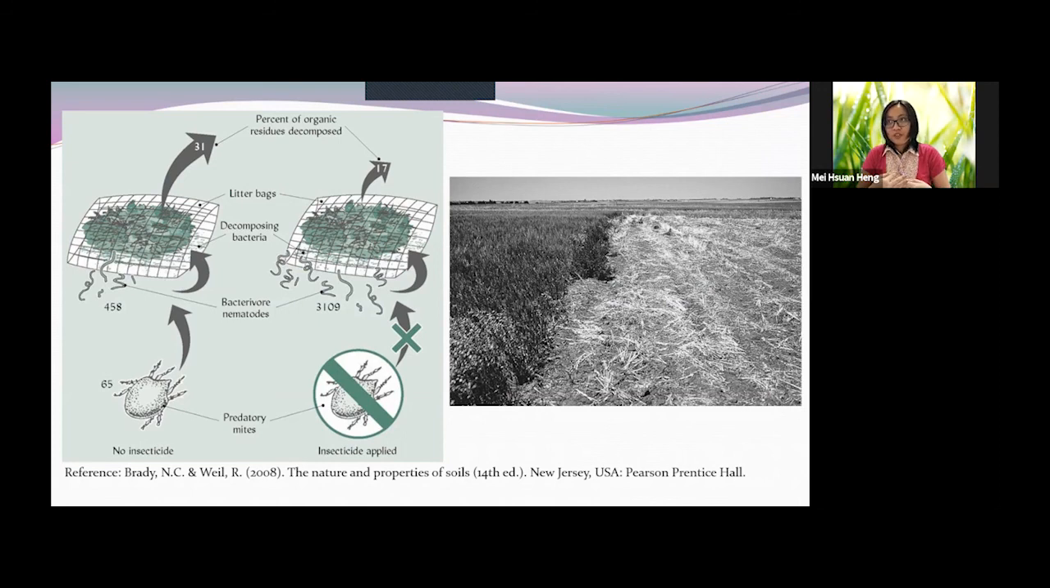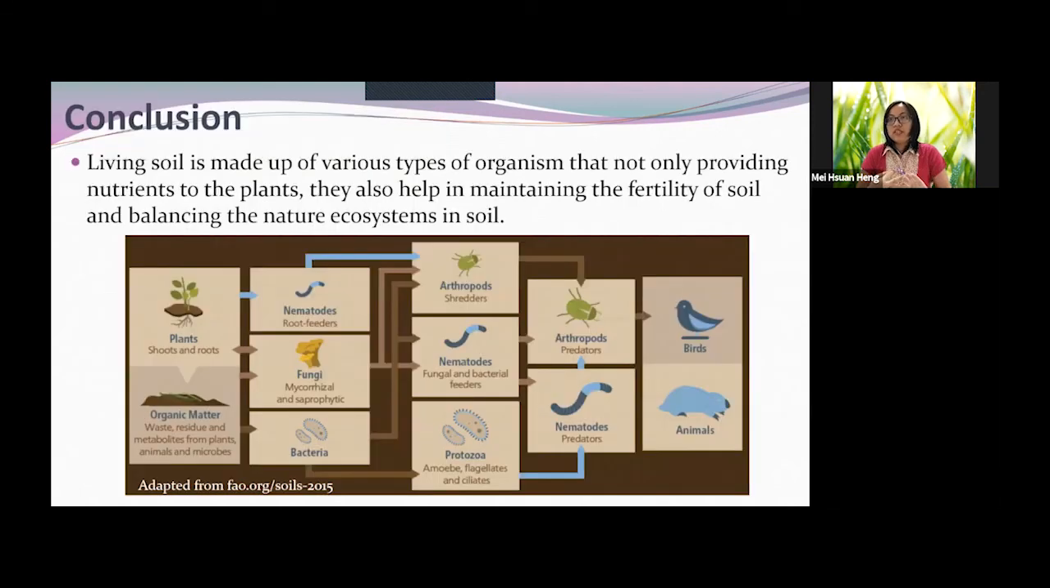In conclusion, living soil is made up of various types of organisms that not only provide nutrients to the plants, but also help in maintaining the fertility of the soil and balancing the natural ecosystem. The next slide is about the food link. Do not break any part of it; just try to maintain it as much as we can.